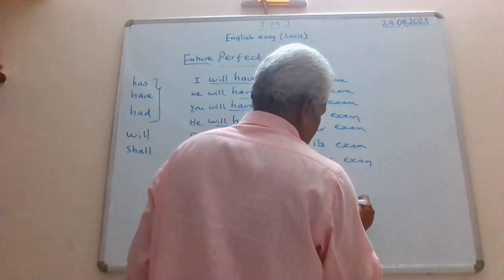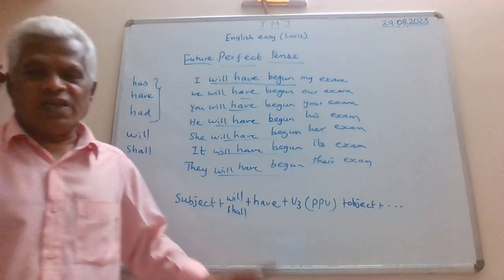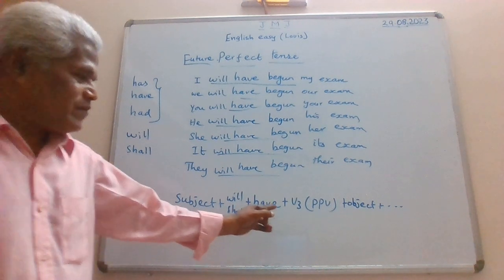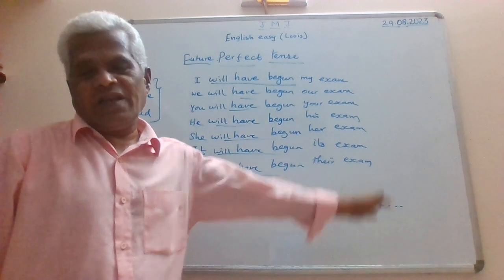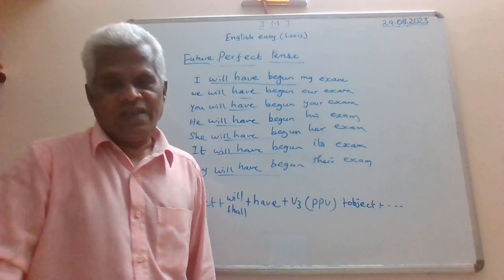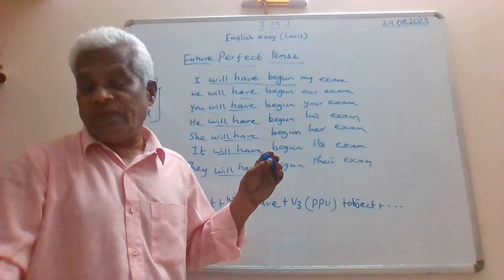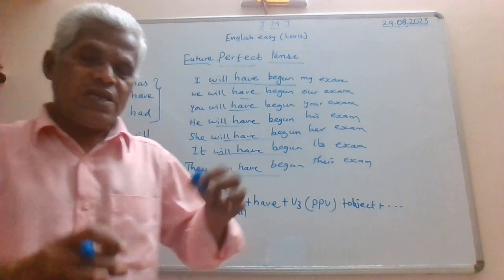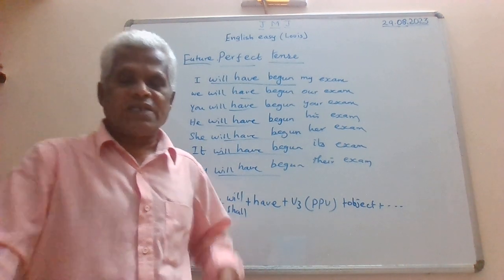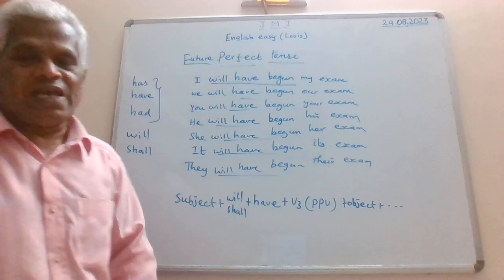Plus the object and the rest. Okay guys, see how simple it is. Subject, will or shall plus have plus verb 3 plus the object and the rest you can have there. Very simple, future perfect tense. And look at the circumstances under which this future perfect tense can be used. You can understand the meaning. I will have begun my exam.